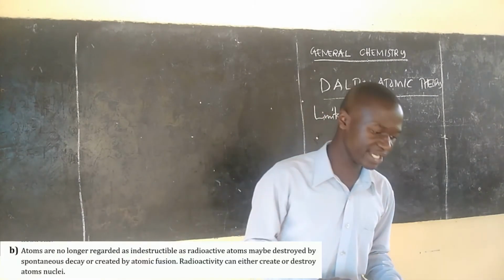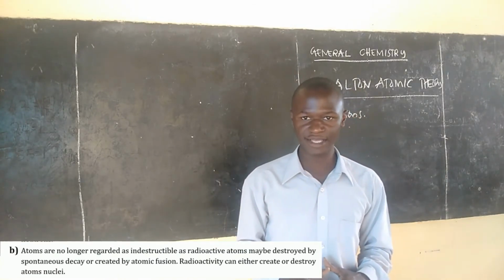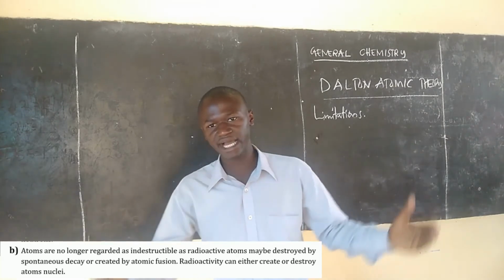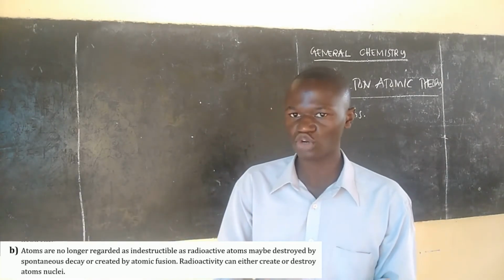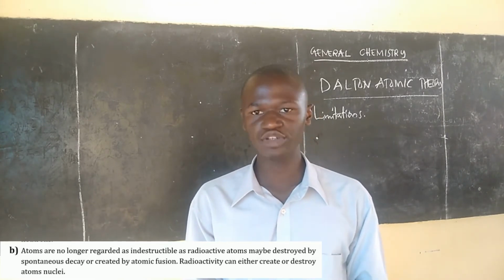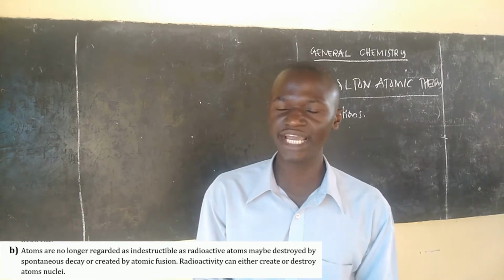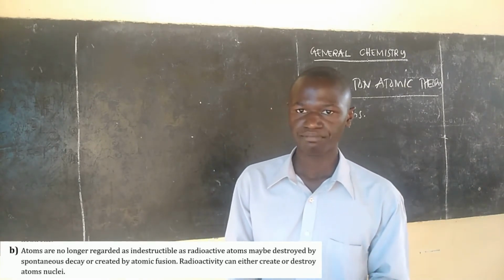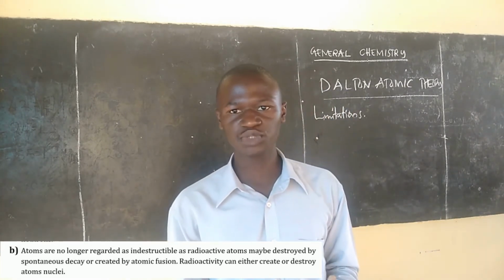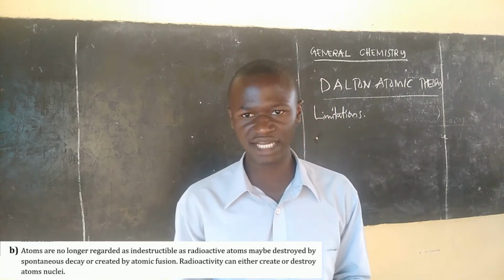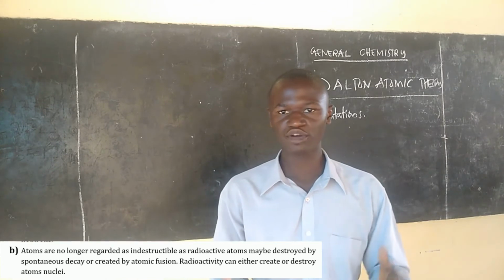In the second idea, Dalton alisemaje? In the second idea, Dalton alisema kwamba an atom cannot be created nor destroyed, in any physical or chemical process. That idea is wrong, because nowadays we have radioactive reactions which can create an atom by combining them.